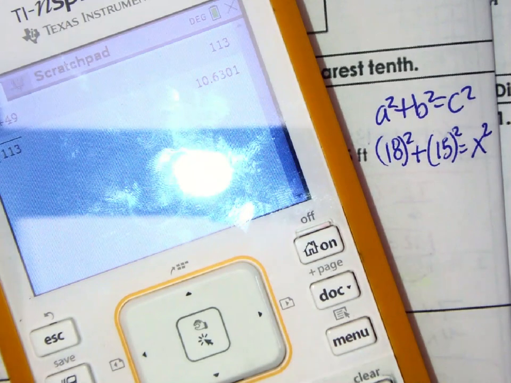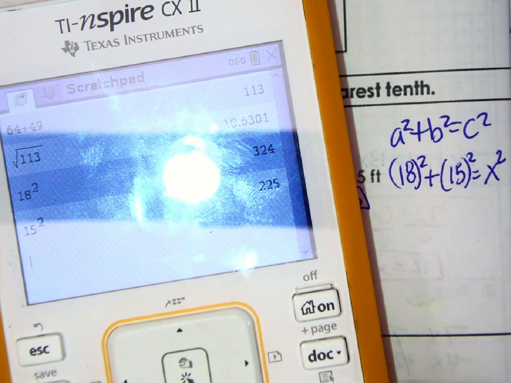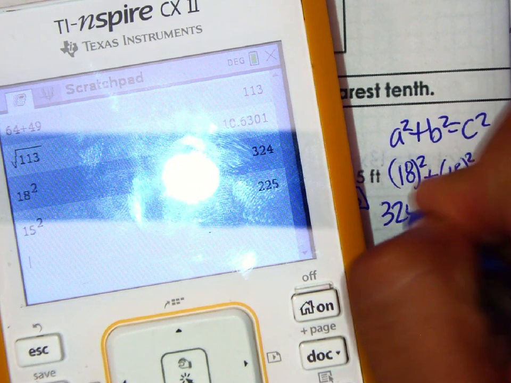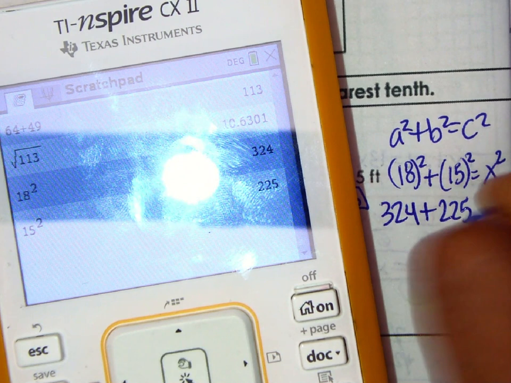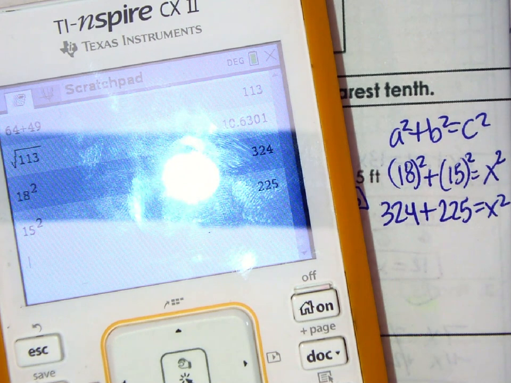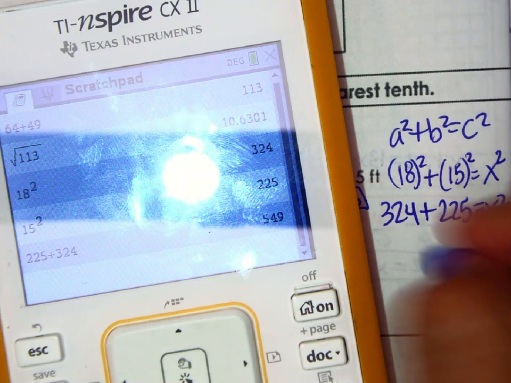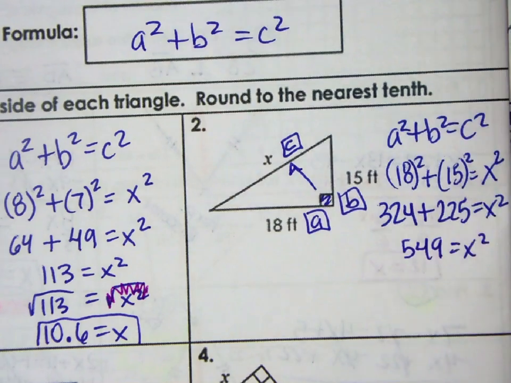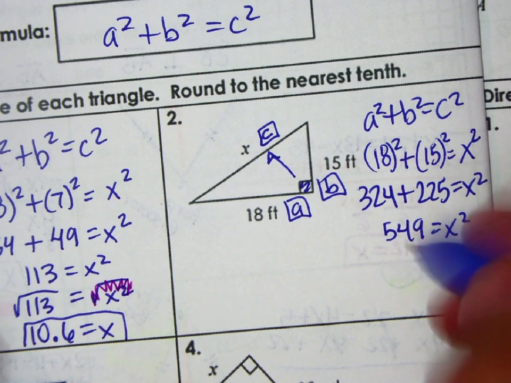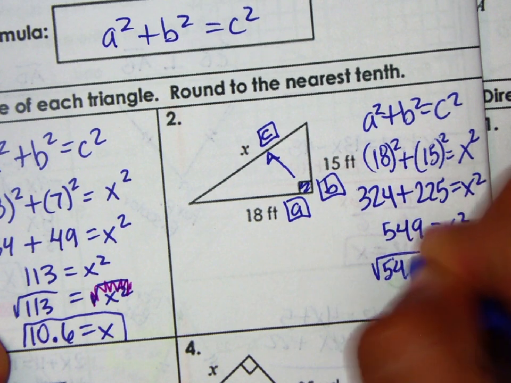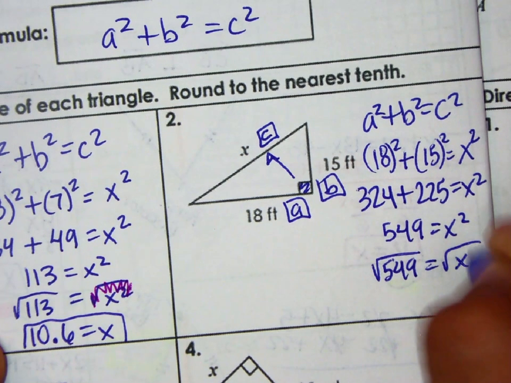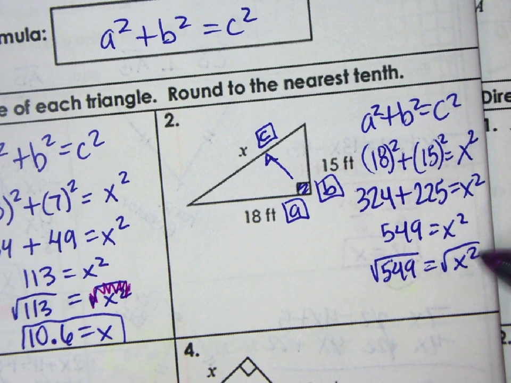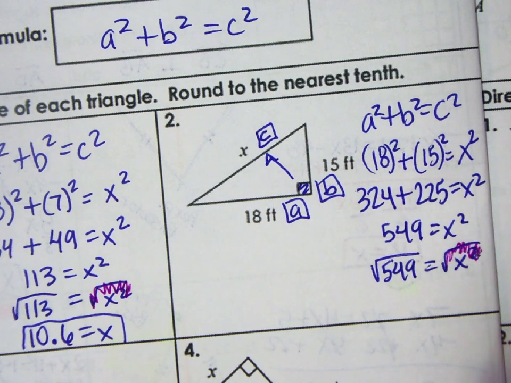I don't know them by heart, so let me just type 18 squared and 15 squared, and that is 324 plus 225 equals x squared. If you add those two, you get 549 equals x squared. So to find x, we have to do the square root of 549, and that's the square root of x squared. The square root cancels x squared, and it just leaves you with x.